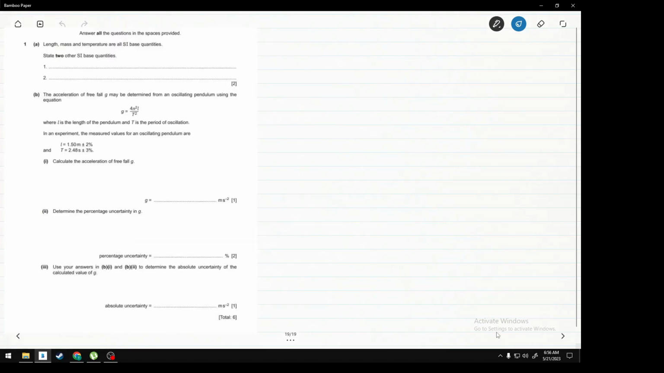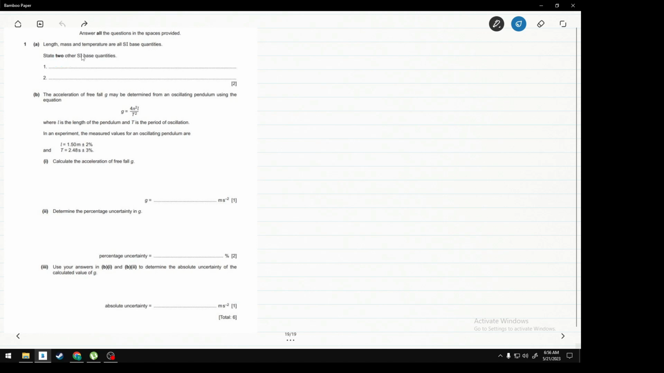Moving on. So this is the last question. Length, mass, and temperature are all SI base units. State 2 other SI base units. So this one is again easy. Ampere. Quantities, sorry.